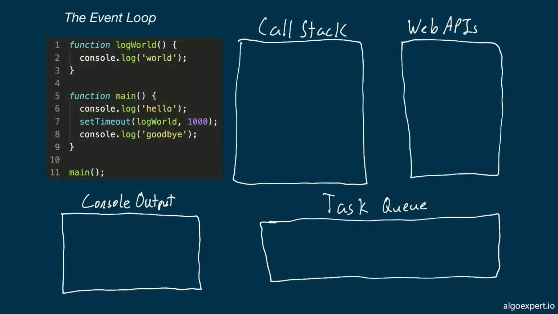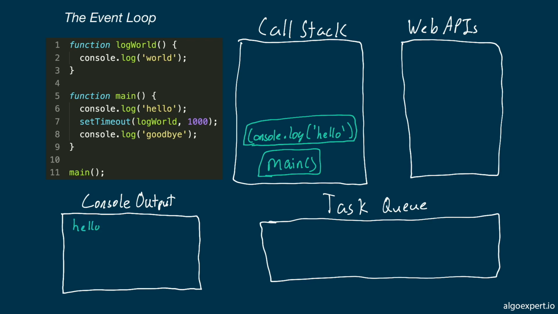Okay, so let's look at some examples. Here we have a log world function and a main function. First we call main, which pushes main onto the call stack. Then if we look at the main function, it first calls console.log of hello. This pushes that function call onto the call stack. Then it will log out hello, and finally it will pop off the console log from the call stack.